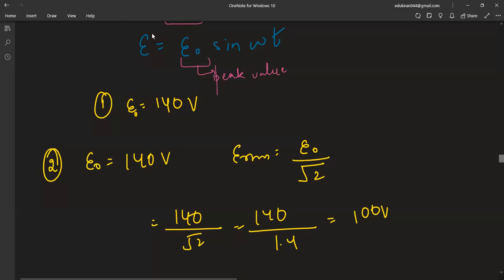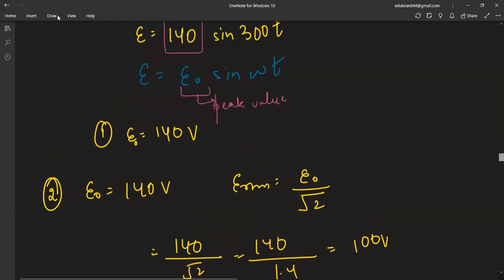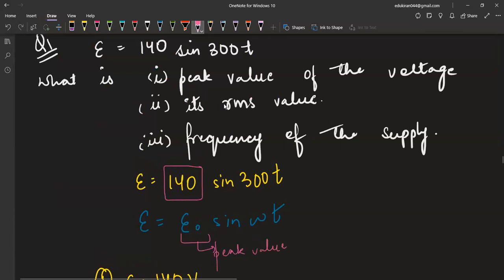Then it is asking for the angular frequency, the frequency of supply. Look here. If it is asking the frequency, how much? Can anyone tell me? 300. Very good. See, this is the angular frequency.